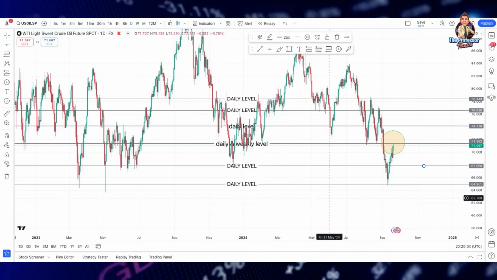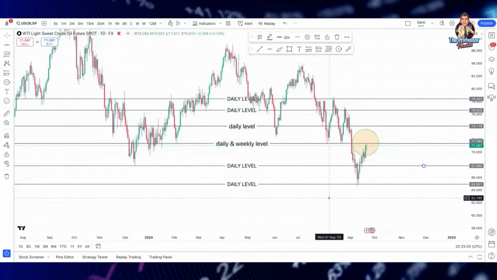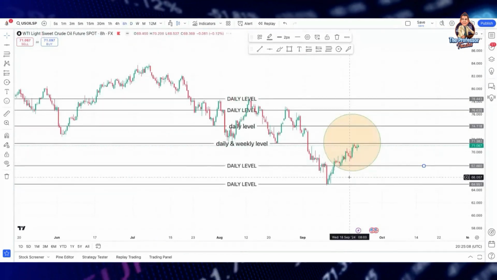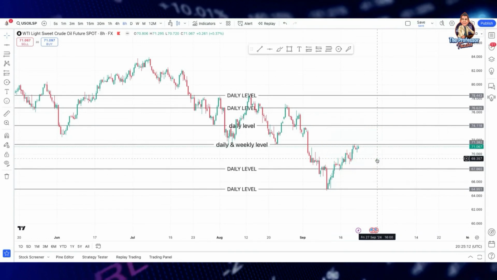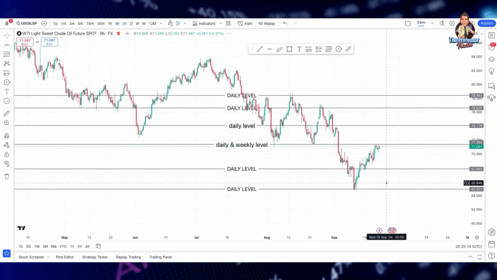All right, awesome. So now we've got some higher time frame levels. So let's start dropping down to some of the smaller time frame levels, and let's see if we see some congruence and we see some things that are beginning to shape up.